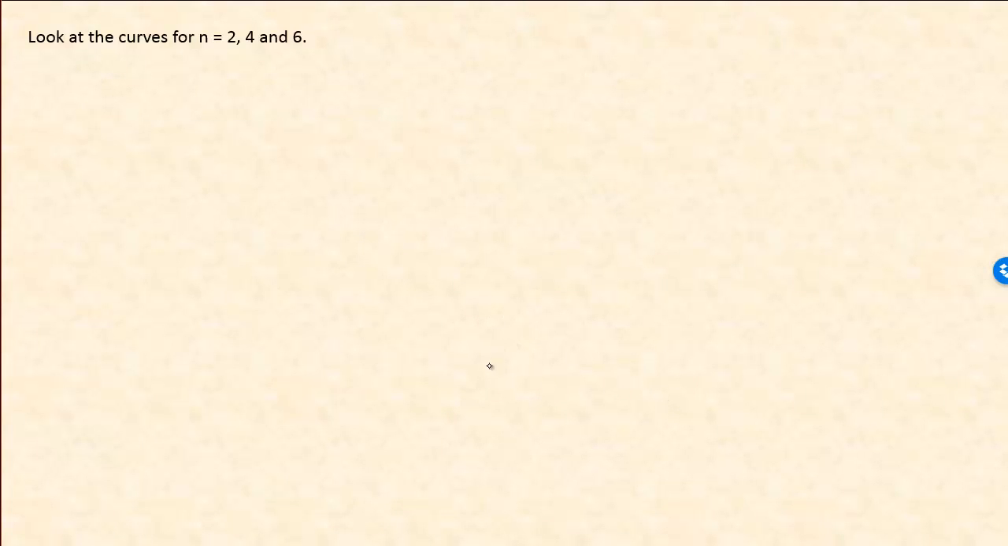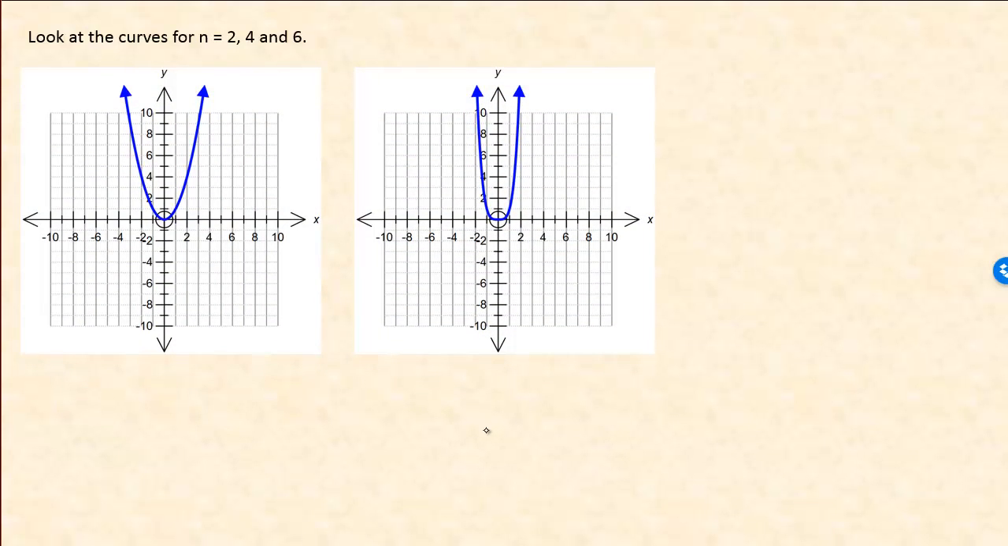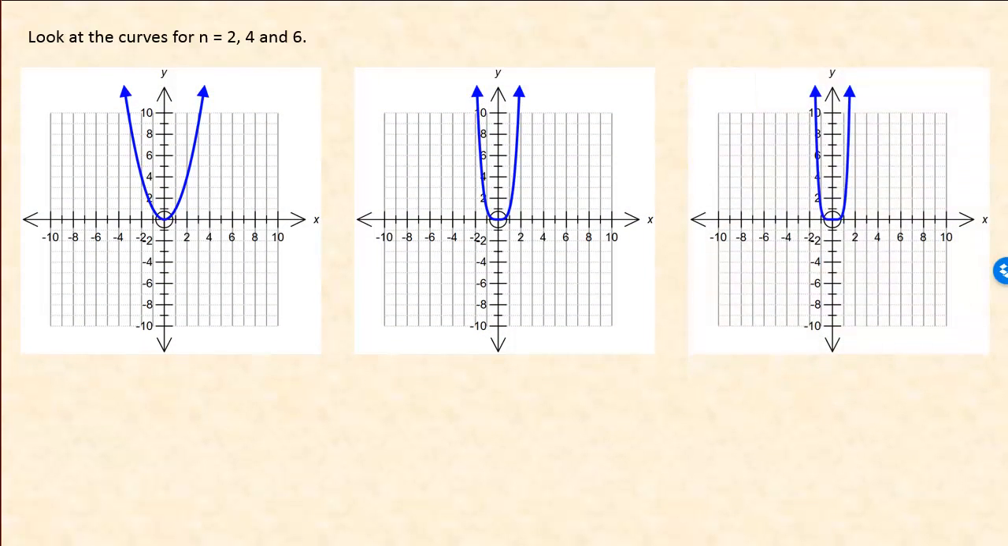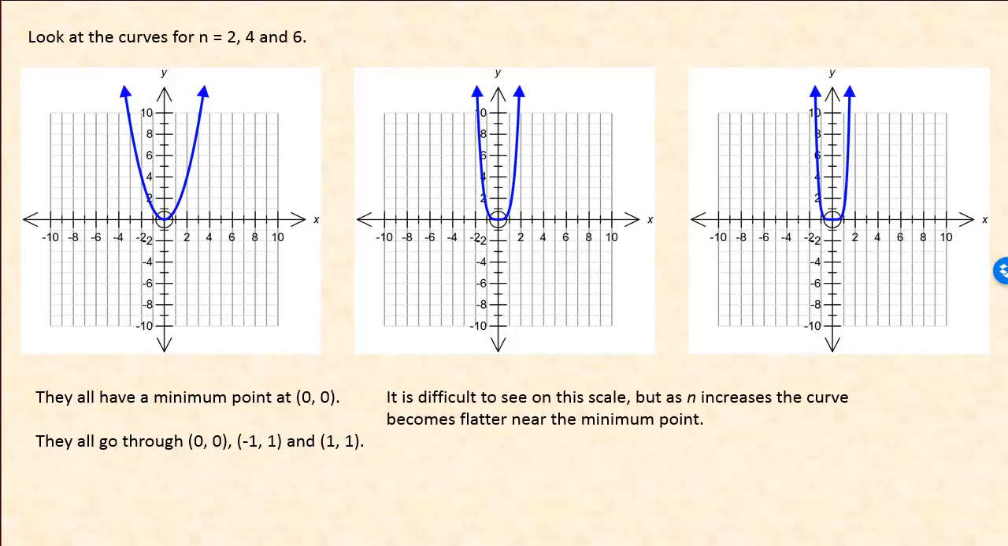Look at the curves for n is 2, n is 4, and n is 6. They all have a minimum point at the origin. They all go through the points 0, 0, -1, 1, and 1, 1. It's difficult to see on this scale, but as n increases, the curve becomes flatter near the minimum point.